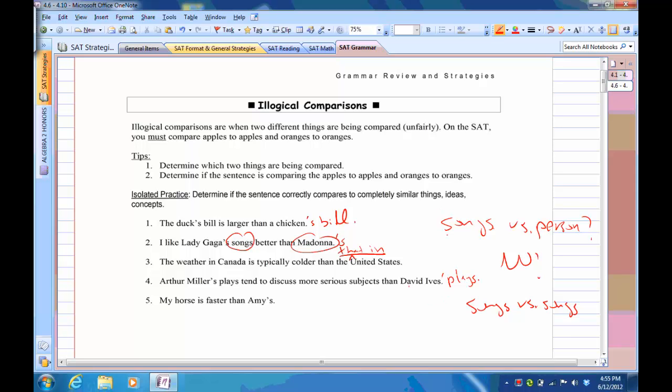My horse is faster than Amy's. In that case, that'd be alright, because if you really want to compare a horse to Amy, then of course we have a problem, but I'm pretty sure you want to compare horse to horse, so 5 is okay. So that's correct.